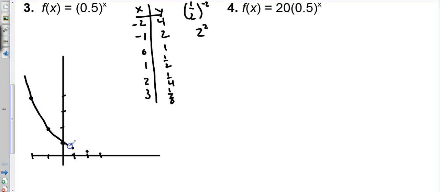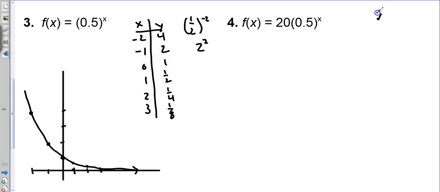And we plot those points, and as we go further and further to the right, we're going to get closer and closer to that x-axis. Now, you can see these fractions are getting smaller and smaller, but we're going further and further to the right, and we're not necessarily going to ever get 0. We get closer and closer, but never get 0. Okay? Last graph here. Plug in your points here.